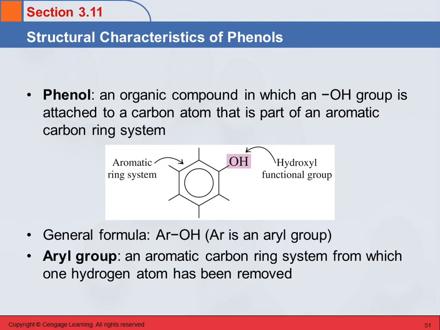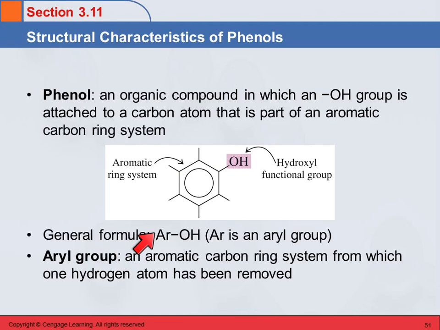So what if the alcohol has an aromatic ring in it? These are called phenols. So a phenol is an organic compound in which we have a hydroxyl group attached to a carbon in an aromatic carbon ring system. And the one we're going to see most often in this class is this benzene ring. So we've got a benzene ring that's aromatic, and we've got this hydroxyl functional group.